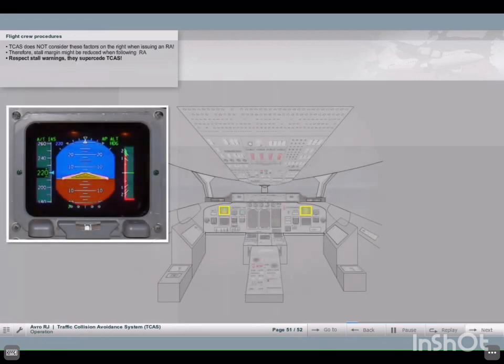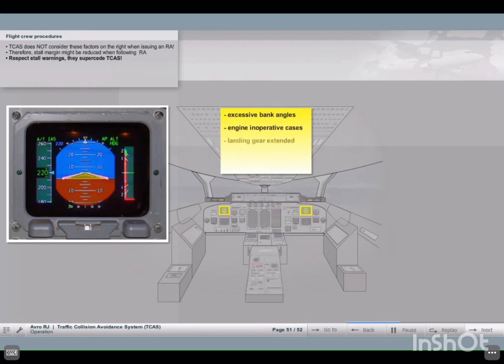The following factors are not considered by Tcas when issuing an RA: excessive bank angles, engine inoperative cases, landing gear extended, operation at high altitudes, and operation at low speeds. It is therefore possible to reduce the stall margin when following an RA. Always respect stall warnings. They have precedence over Tcas RAs.